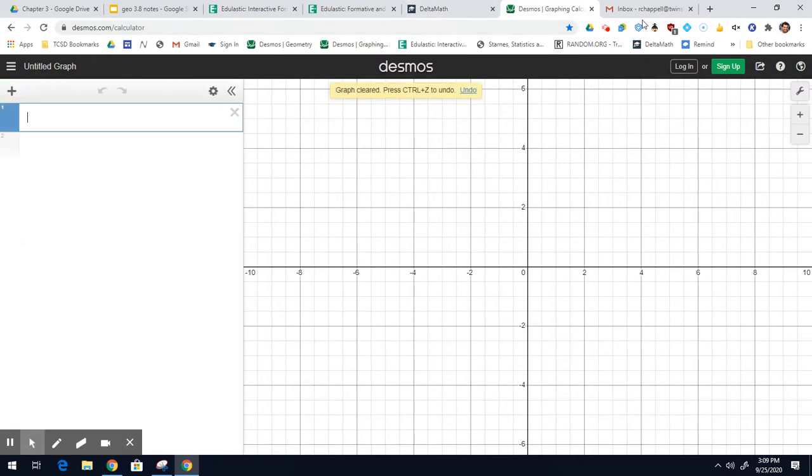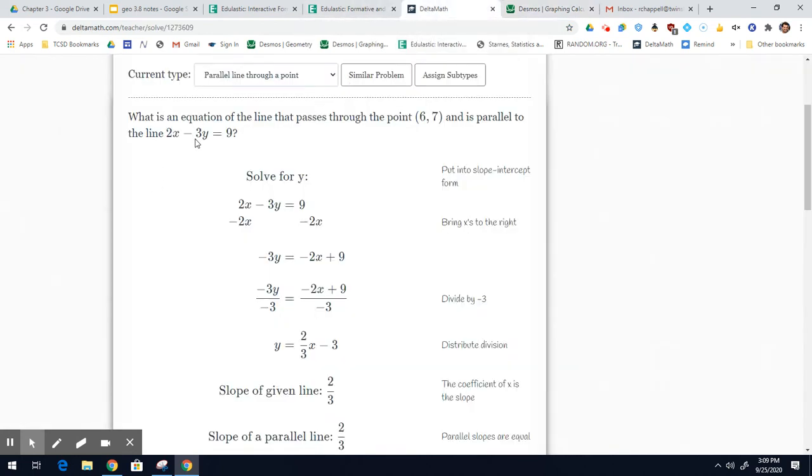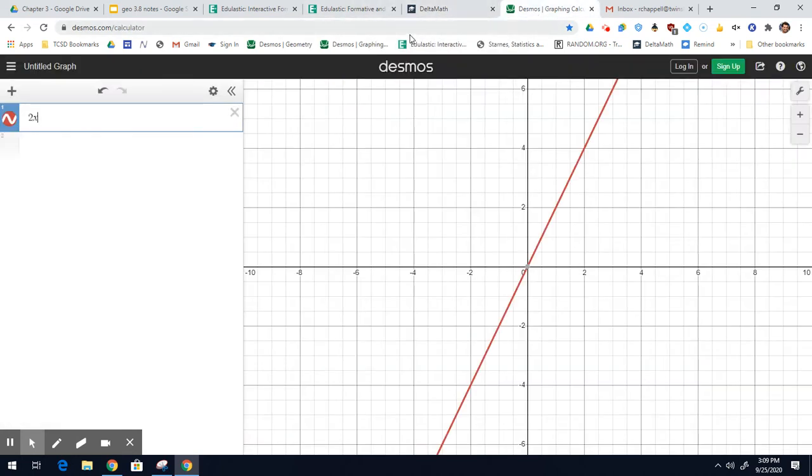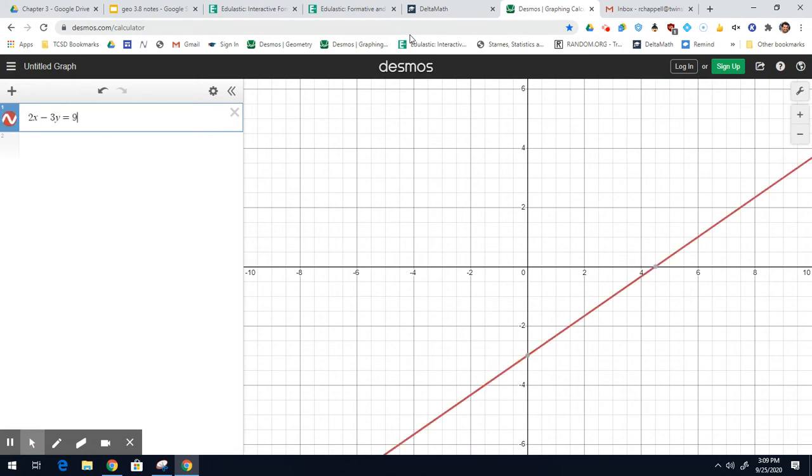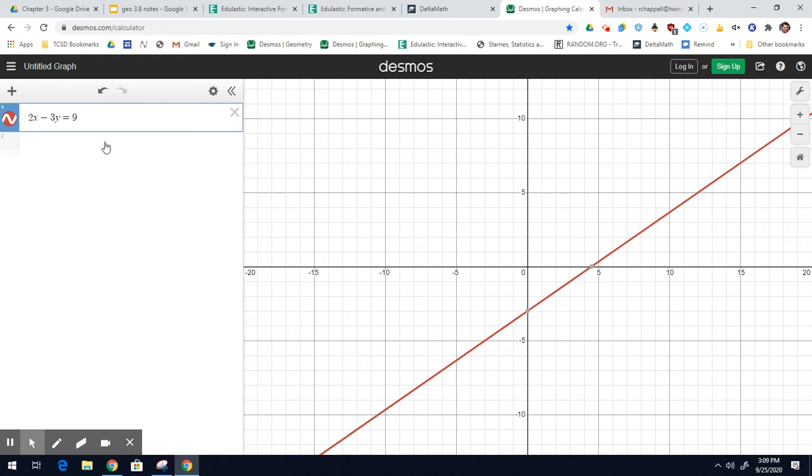So let me graph the original equation. Desmos, you're allowed to just graph it how it looks. So 2x minus 3y equals 9. So there's my line. Or let me zoom out once. I like to count by the 5s and 10s. Then let me put this point. The point was (6, 7).